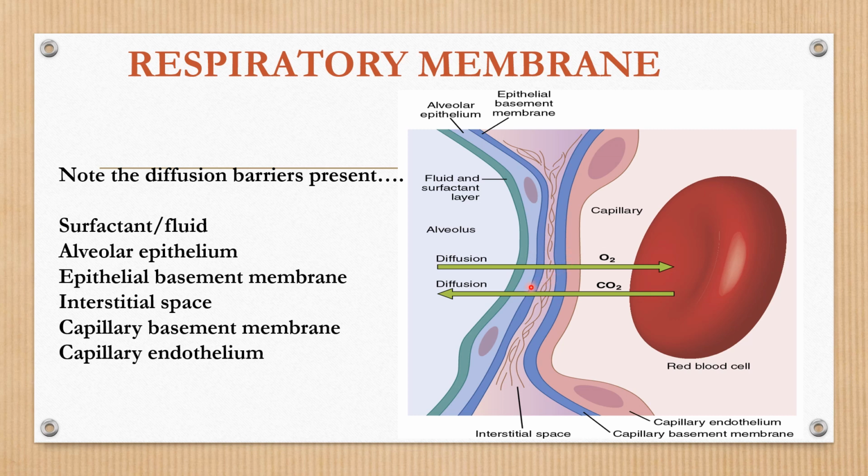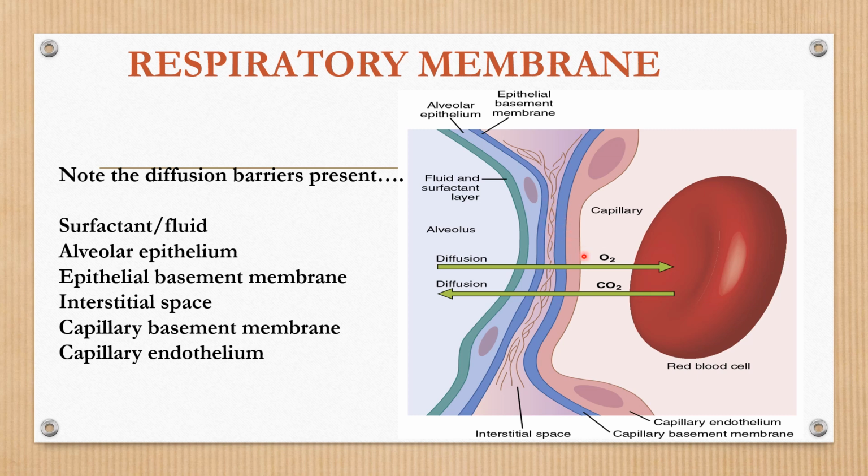The layers of the respiratory membrane, starting from the alveolar side: the first layer is the fluid and surfactant layer, and then the alveolar epithelium, and epithelial basement membrane, and then interstitial space, and then capillary basement membrane, and then capillary endothelium.